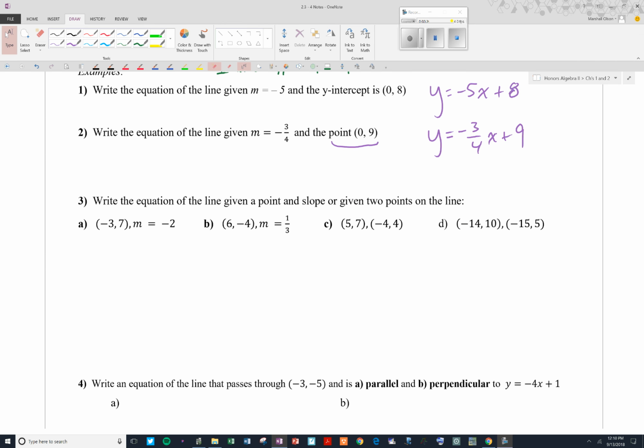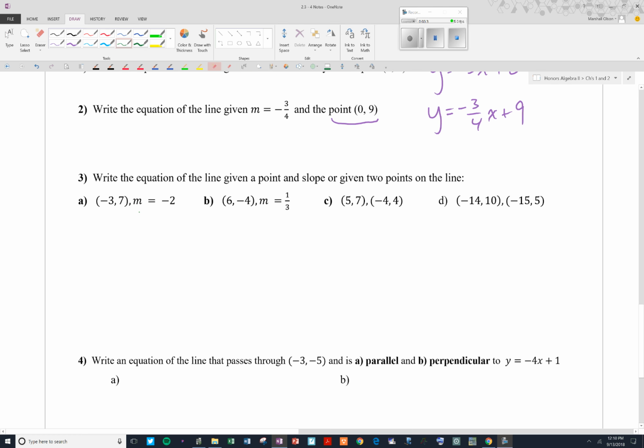So let's take a look at what we got going on down here. It says write the equation of the line given a point and the slope, or given 2 points. If you're given a point and a slope, you can go right to your point slope form. This is basically x1 and y1. So we're going to go y minus 7 equals our slope, -2, times x minus -3. We don't leave it like this. We're going to distribute that -2. Get -2x minus 6. Careful with the negative, obviously. And now we'll add that 7 over. Get -2x, -6 plus 7 is +1. There's our slope-intercept form.